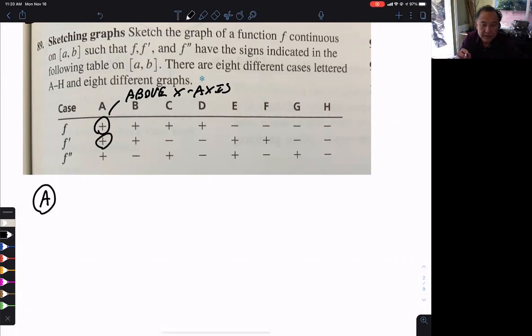F prime is positive. You should know that means the function is increasing. The second derivative is positive. You should know it's concave up. So from those three pieces of information, you should be able to kind of draw A.